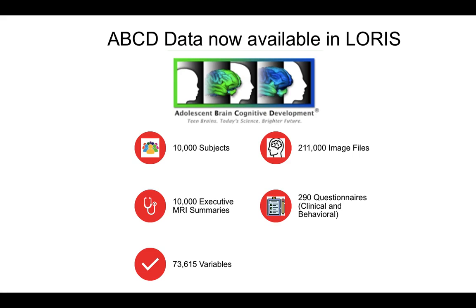Also within the NeuroHub environment, the ABCD data is now available. ABCD, the Adolescent Brain Cognitive Development Database, is a US initiative. It has over 10,000 subjects, at this point over 200,000 image files, and almost 300 different clinical and behavioral questionnaires, and 10,000 executive MRI summaries, and 73,000 variables. So this is a huge resource. This will be made available through the ABCD network in the coming years.